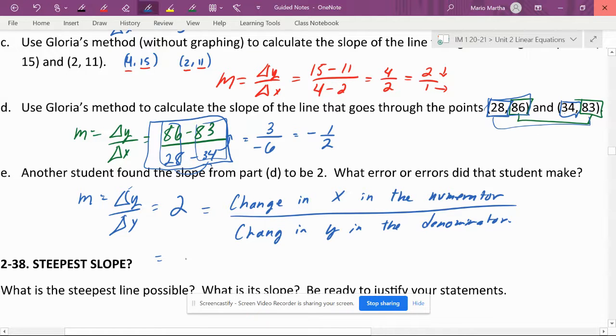So change the order of the points. Or in this case, of the variables, right? X and Y.